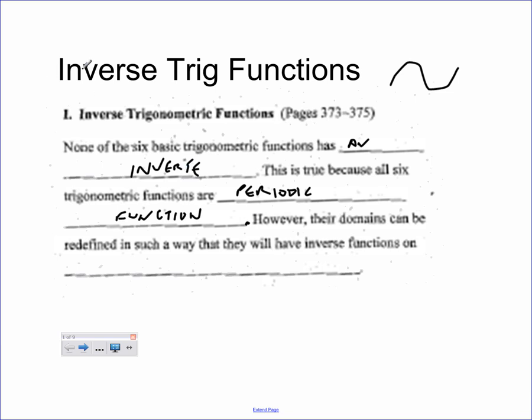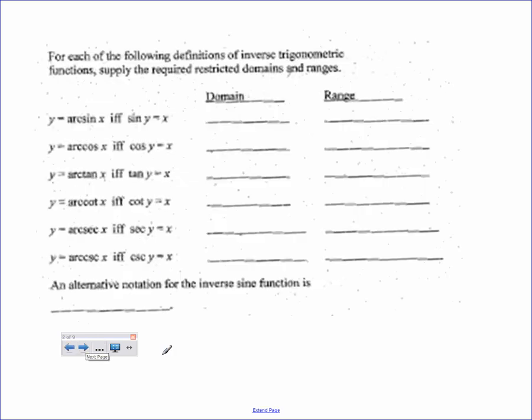But we all know that we have inverse trig functions. We all know we have inverse trig buttons on our calculator. So what needs to happen is their domains can be redefined in such a way that they all have inverse functions on a fixed interval. So they all have the inverse functions on some sort of an interval within each function. Otherwise, we wouldn't have much of a story to go with. So let's talk about what those intervals are.